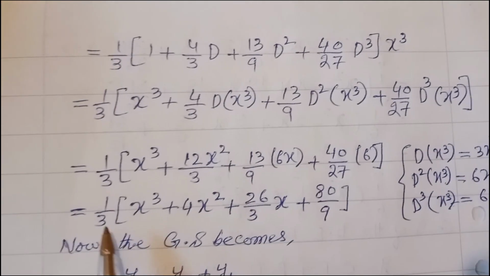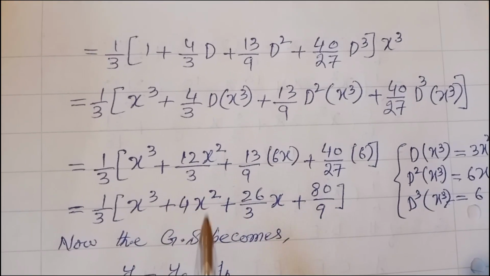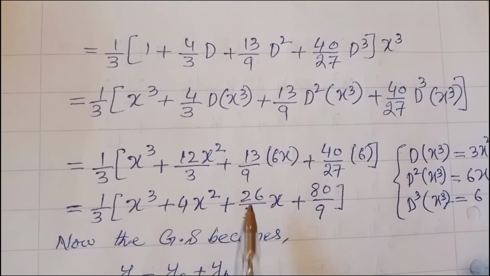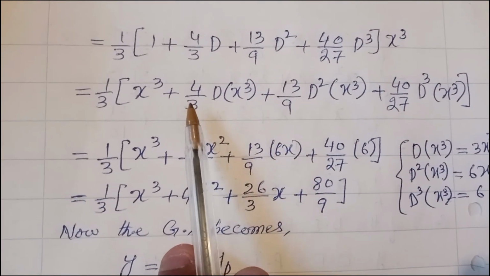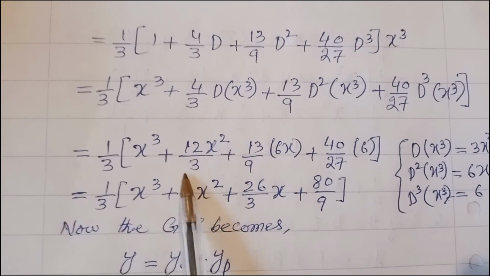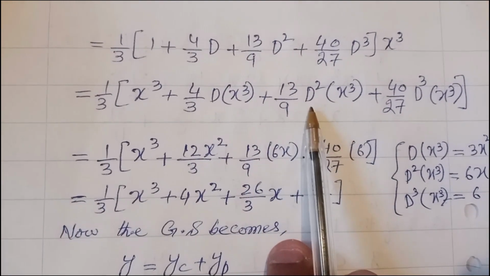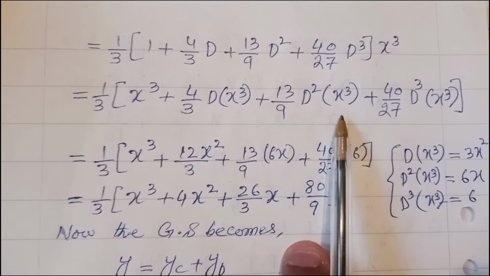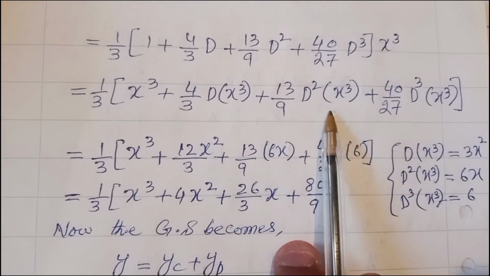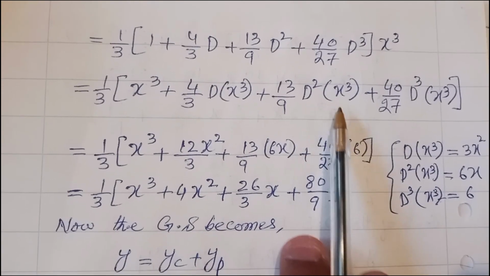Now 1 upon 3 x cube plus 12 upon 3 times the differential of x cube, that will be 3x square. 3x square multiplied by 4, that will be 12 upon 3x square. Now the differential of x cube will be 3. So we will differentiate it 2 times, that will be 6, the second order derivative of x cube.